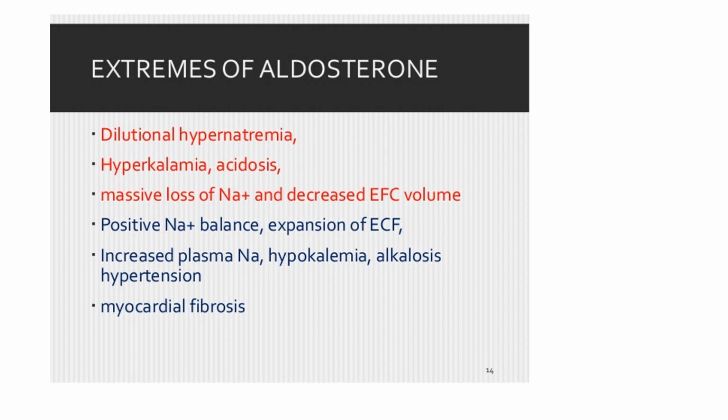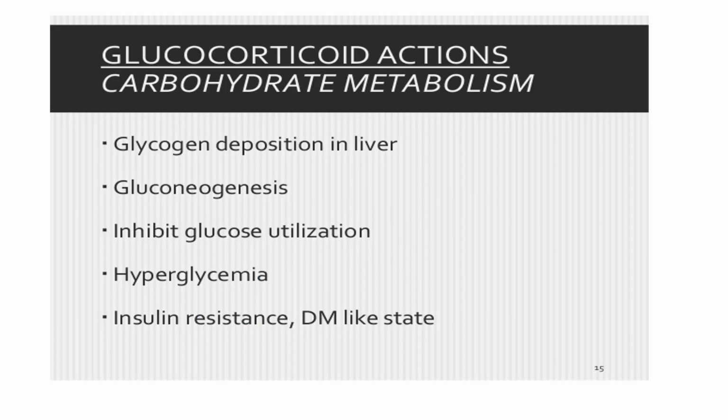So, okay, these are the extremes of aldosterone, that is either deficiency or increase in aldosterone in the body. Coming to glucocorticoid action on carbohydrate metabolism, the main effect is on glycogen synthesis. They stimulate the enzyme hepatic glycogen synthase and cause deposition of glycogen in the liver, and also help in gluconeogenesis.